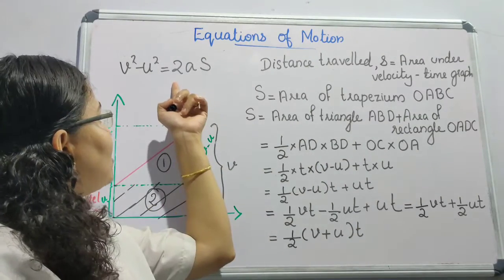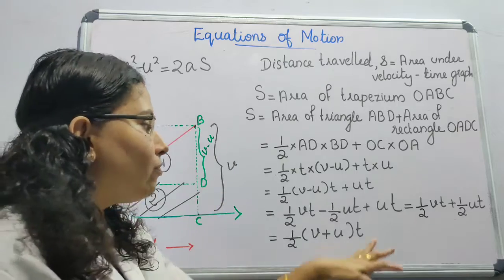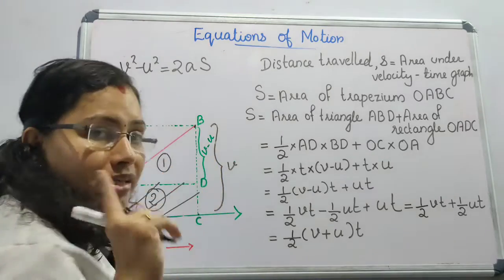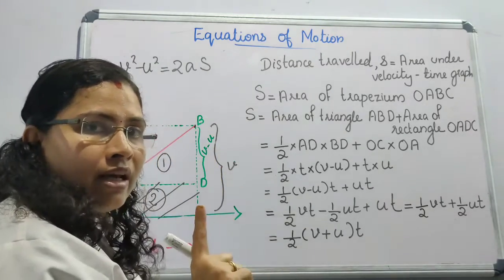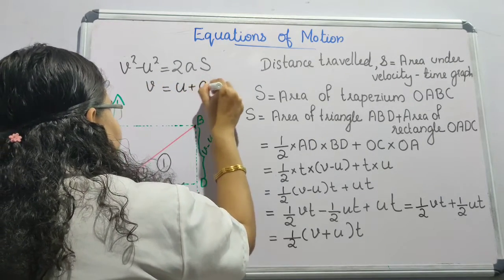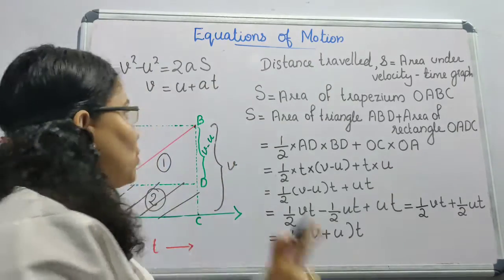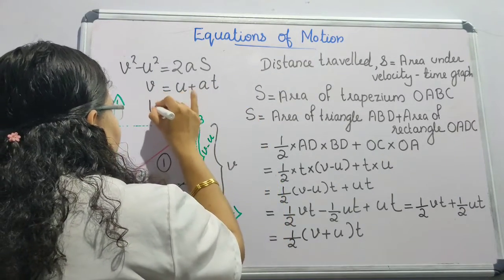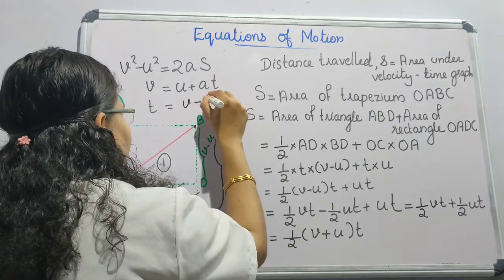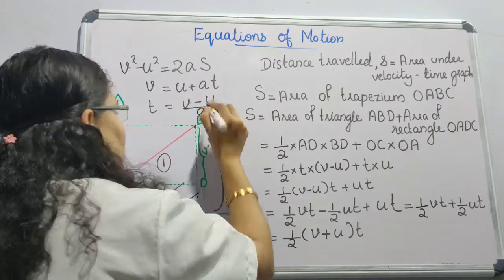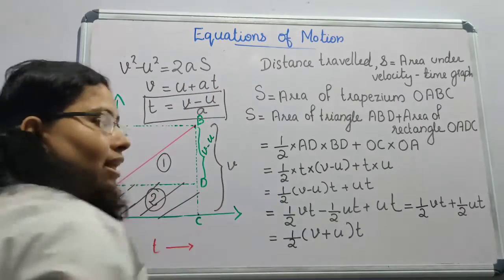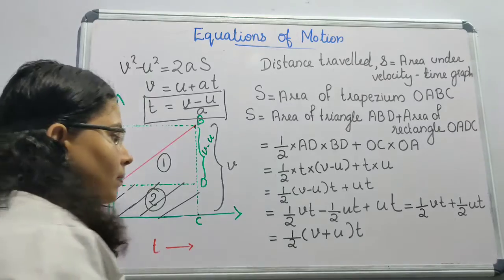Okay. In this equation, there is no T. So, I have to substitute for T. How can I substitute for T? See, as you have learned in the first equation. So, what is the first equation? V is equal to U plus AT. So, from that, I am going to derive an equation for T. So, T is equal to, when V is coming to the left hand side, it becomes V minus U divided by A. So, I am going to substitute this equation in this equation.